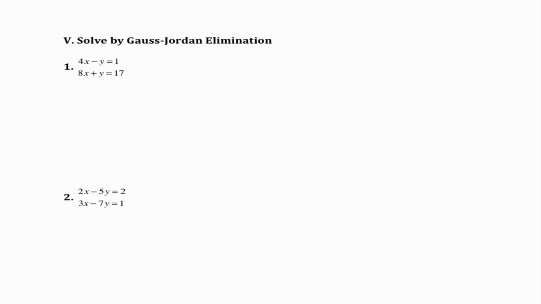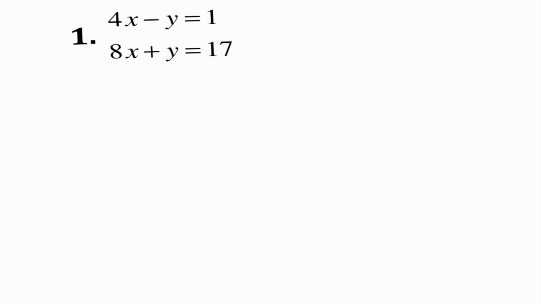Okay, the next problem I want to go through is a Gauss-Jordan elimination problem. So I'm going to go ahead and just go through number 1 here on section 5. So with Gauss-Jordan, the first thing that I want to do is set up my augmented matrix. Remember, my first column are the x coefficients, my second column are the y coefficients, and my third column are our constants.